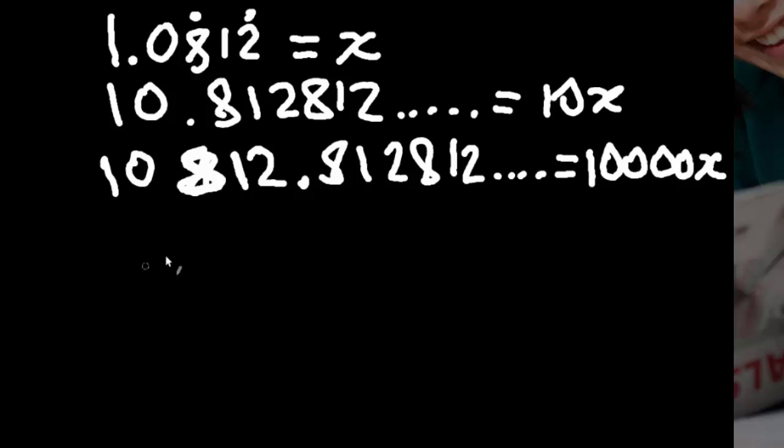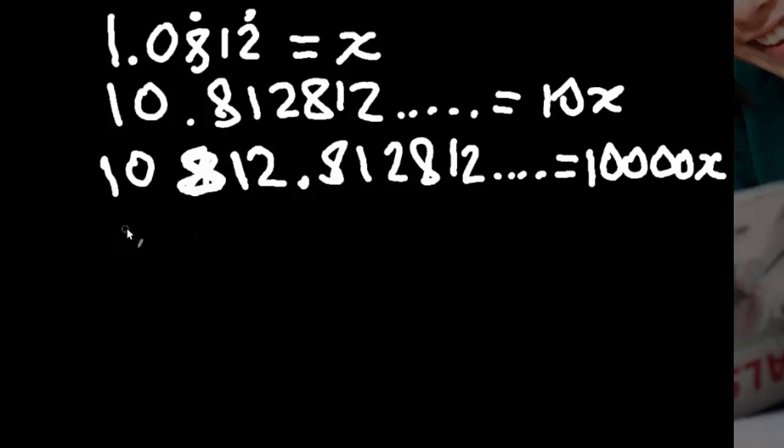See, now I'm fortunate, because when I subtract these, the 0.81281281 is going to disappear. And that's the key thing. Now, some of my students don't immediately see that I needed to times it by 10,000. I sometimes get them to write out x, 10x, 100x, 1,000x, and 10,000x until they see which ones have the same figures appearing after the decimal point, because then they're absolutely fine.